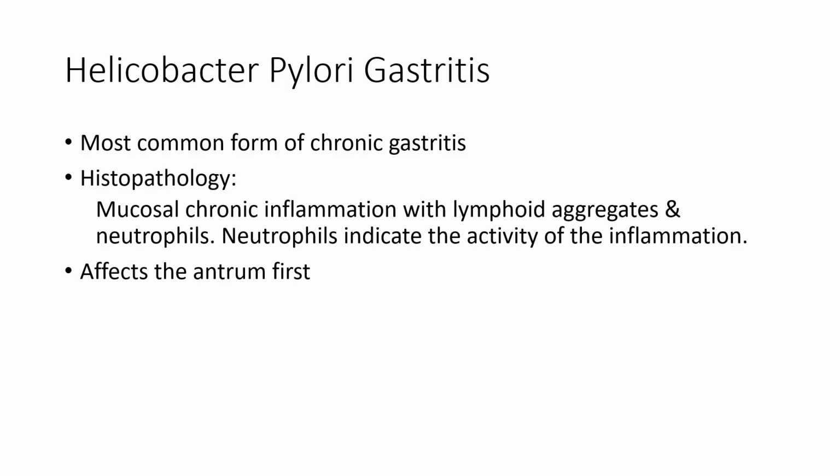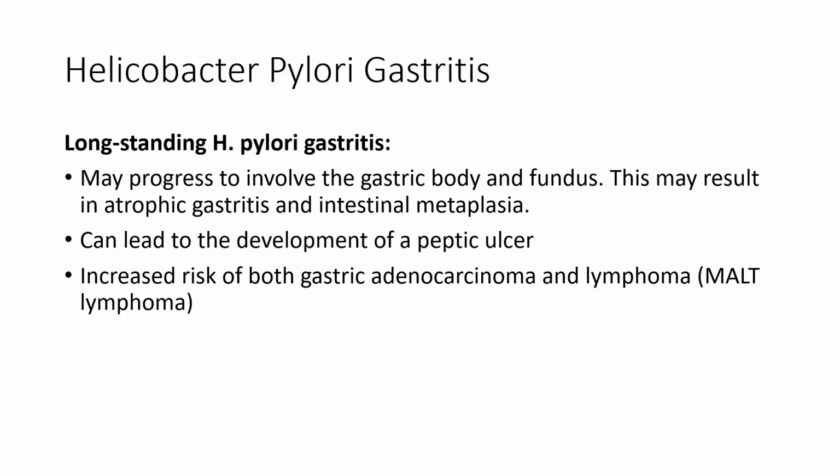Morphologically, it is characterized by the presence of chronic inflammation within the mucosa. So within the mucosa, we will see lymphocytes, plasma cells, and lymphoid aggregates. In addition, usually there is active inflammation. And by activity, we mean the presence of neutrophils. So neutrophils indicate the activity of inflammation. So in H. pylori gastritis, usually we have chronic active gastritis. And H. pylori gastritis usually starts in the antrum.